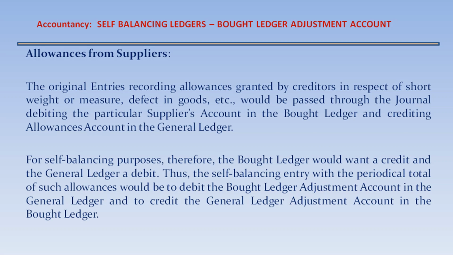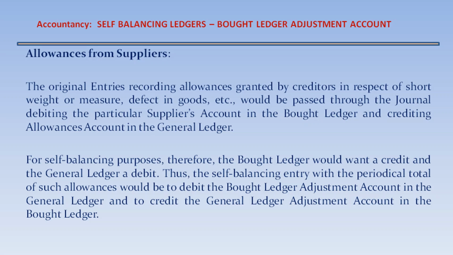Allowances from suppliers. The original entry regarding allowances granted by creditors in respect of short weight or measure, defect in goods, etc. would be passed through the journal, debiting the particular supplier's account in the BAT ledger and crediting allowances account in the general ledger for self-balancing purposes.